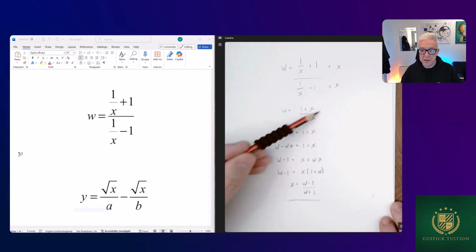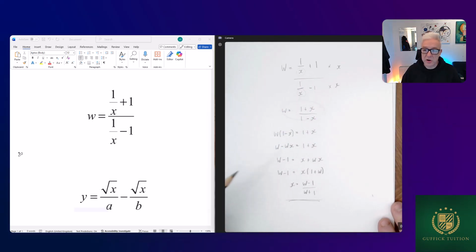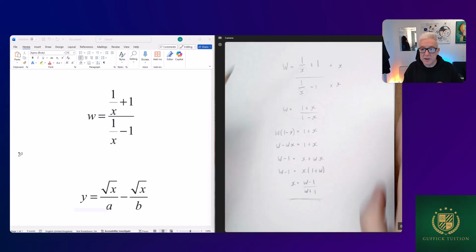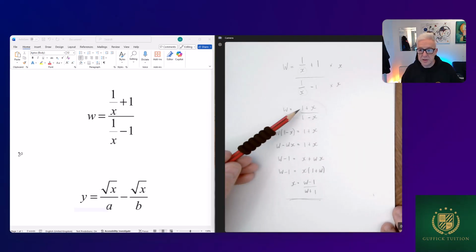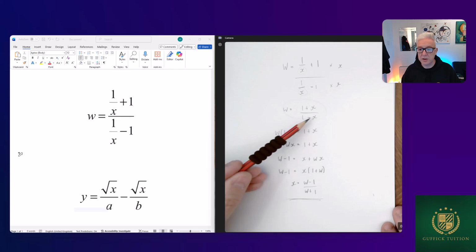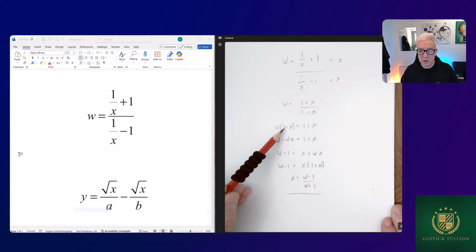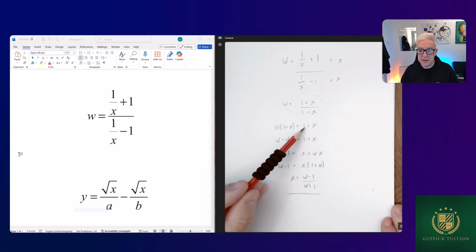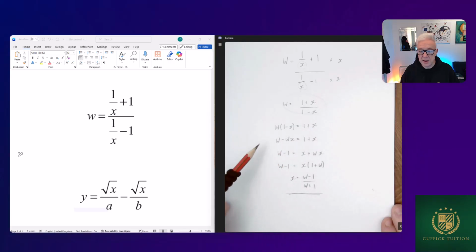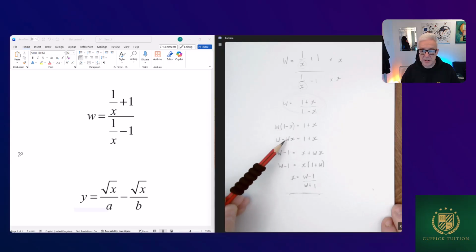And when you do that, suddenly it's no longer a fraction within a fraction, and everything's a lot easier to solve then. So I've times everything by x, so that gives me 1 add x over 1 take away x. Now once I've got to that stage, I'm then going to multiply both sides by this 1 minus x. So I get w, open bracket, 1 minus x is equal to 1 add x. Then the next thing is expand the bracket, so w times 1 is w, and w times x is wx, like so.